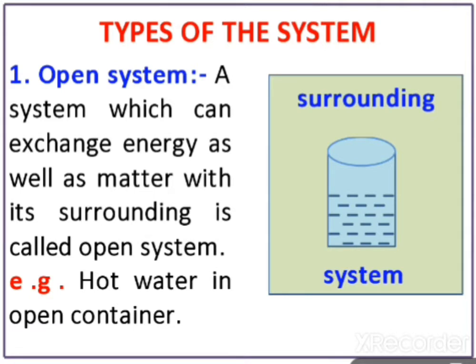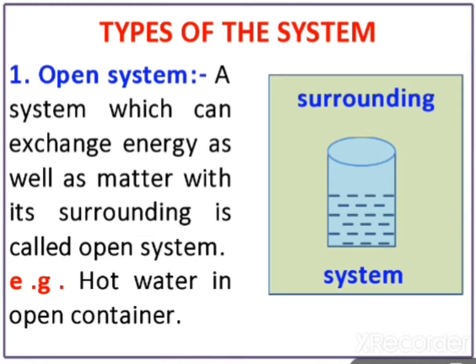And also the matter, meaning what? Now if you boil this water in the beaker, then definitely the water will convert into vapors, and the vapors will go into the air. So with time, the volume, the mass, or the amount of water will decrease. So what is happening here? Water vapors, or simply we can say water, is going from system to surrounding, and also heat is going from system to surrounding. So this type of system is called an open system.